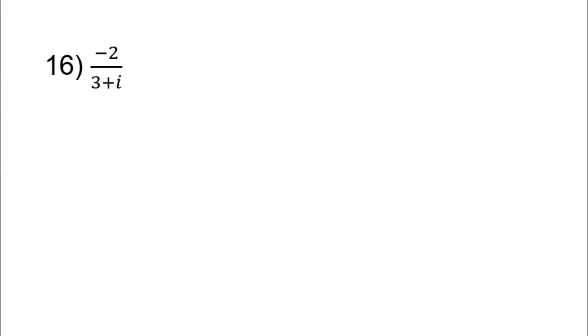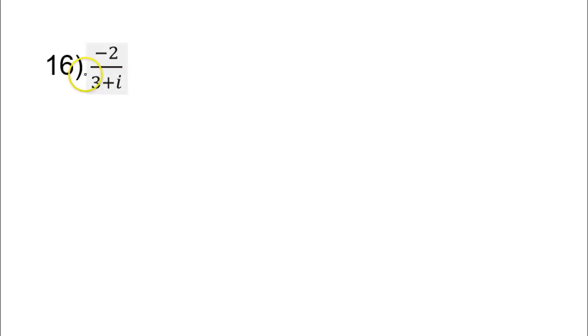Now, number 16 is a little bit more involved. You need to get i out of the denominator. So to do that, we're going to multiply by the conjugate of the denominator. And what that means is, if you have 3 plus i, the conjugate will be 3 minus i. And you have to do the same thing in the numerator, so another 3 minus i.